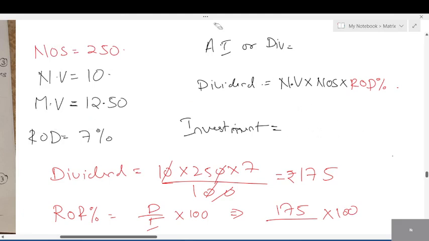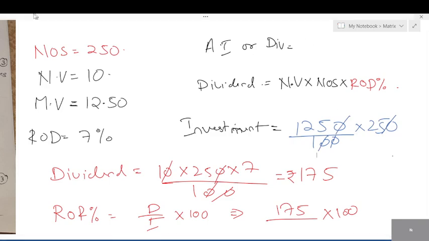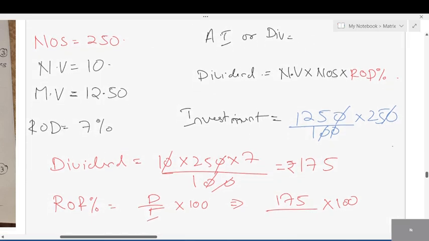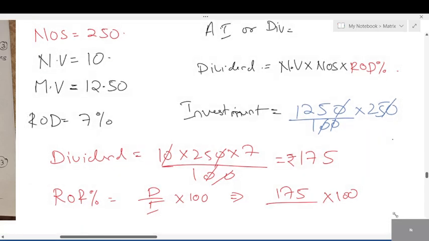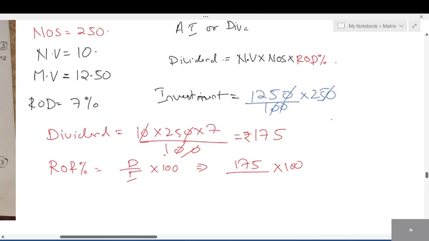What is the investment? Market value is 1250, so I can write 1250 divided by 100 into 250. The 0 and 0 get cancelled. You don't have to multiply 125 into 25, students. They didn't ask us to find the investment, so you can just keep 125 into 25 as it is. Write it here. Calculations will become easier.